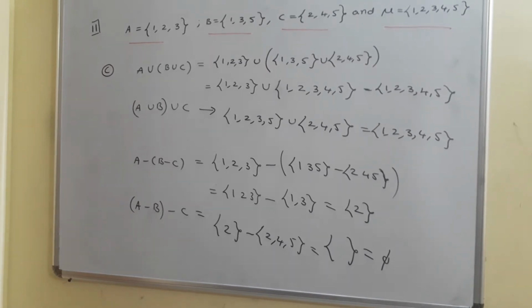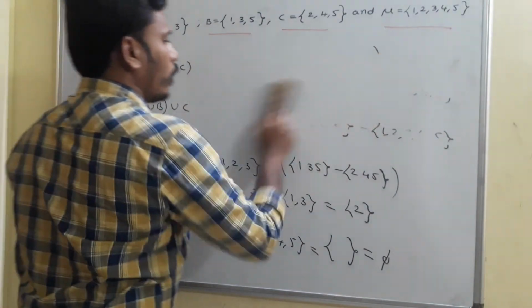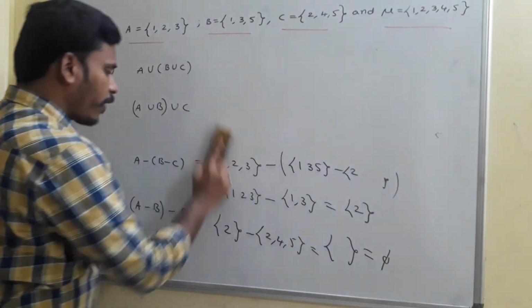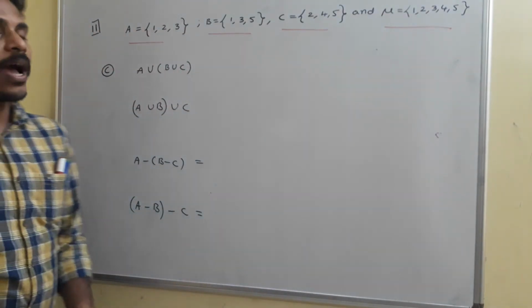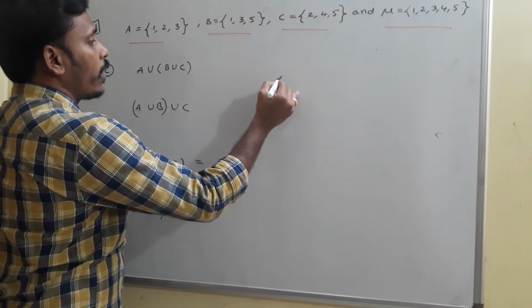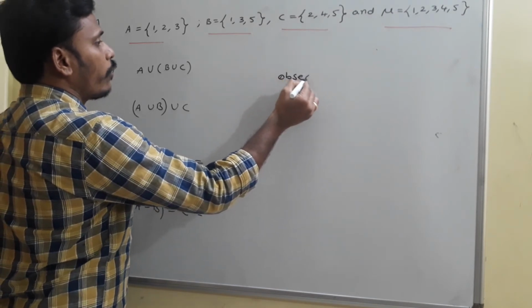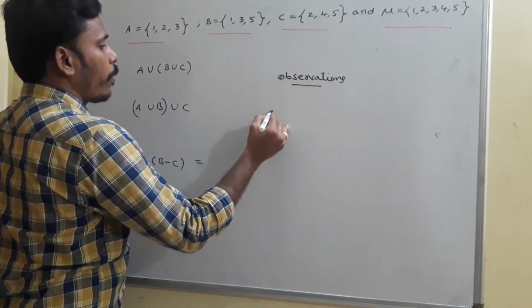Coming to the observations, what we need to write here is, the first two are equal, that's clear, and the next two are not equal, that's also clear. Similar to the first two, I can mention the intersection also, that means associative law for intersection also. Here in the observations, you just write the name of the property also.